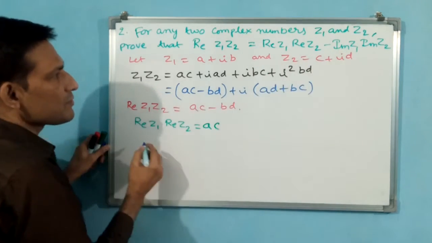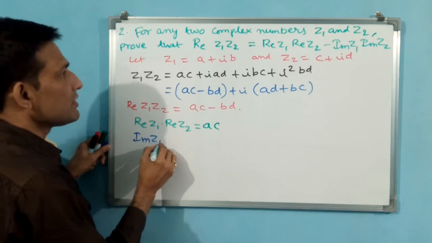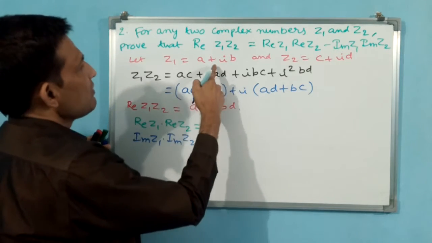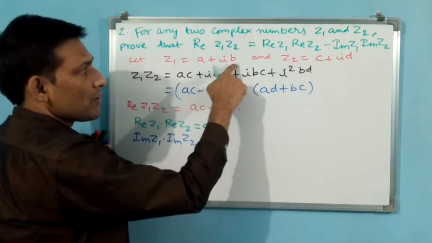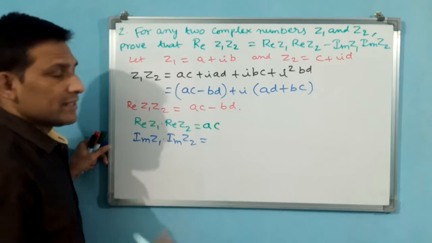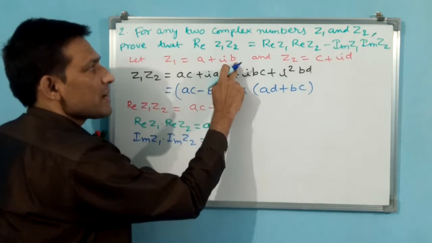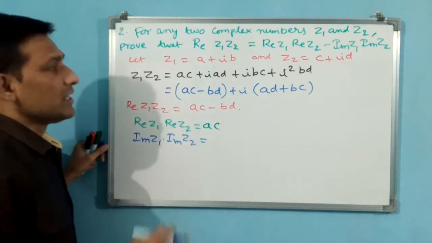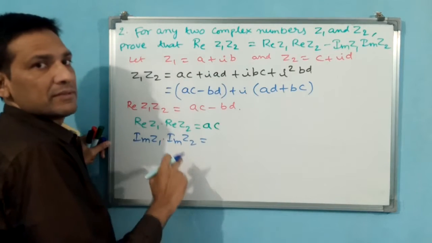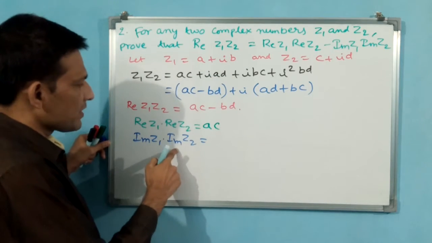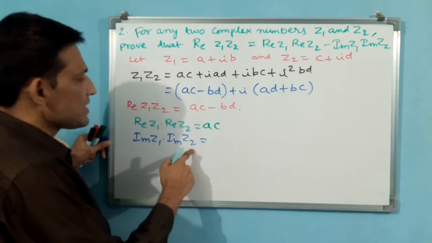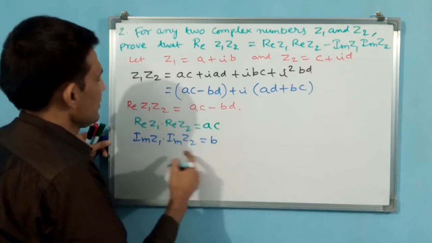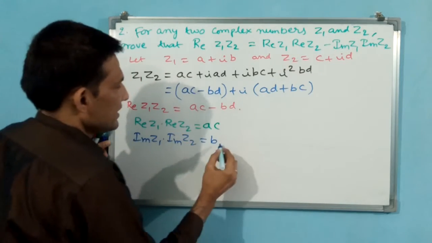Real part, imaginary part of Z1 and Z2. Imaginary part of Z1 into imaginary part of Z2 is equal to... You see, imaginary part of Z1 is B, not iB. That you keep in mind. This is real part, this is imaginary part, along with i, the imaginary part is there. Like that you have to think. Here minus is there means minus B. Imaginary part of Z1 is B, imaginary part of Z2 is D. Okay.